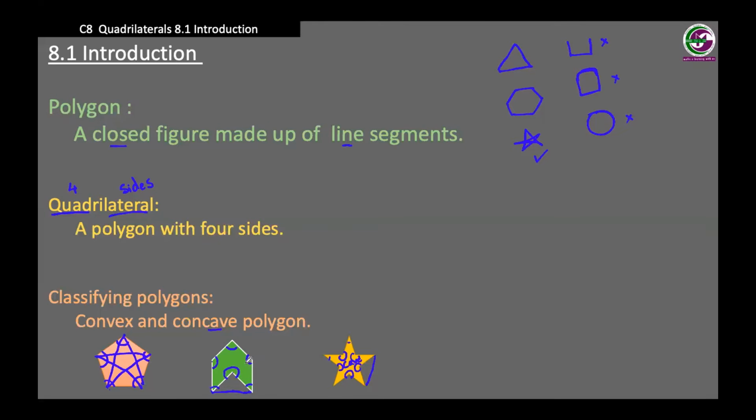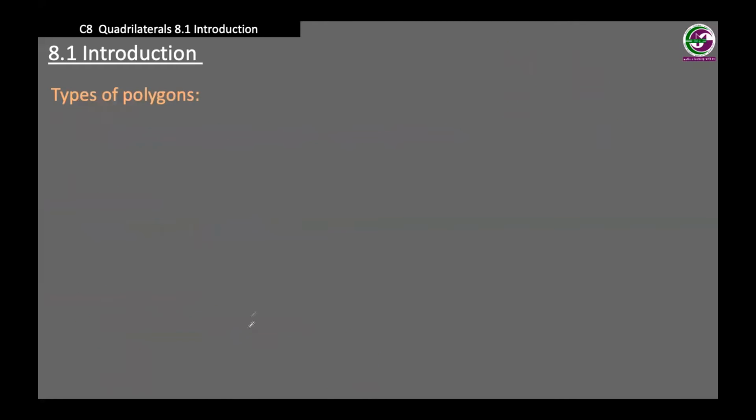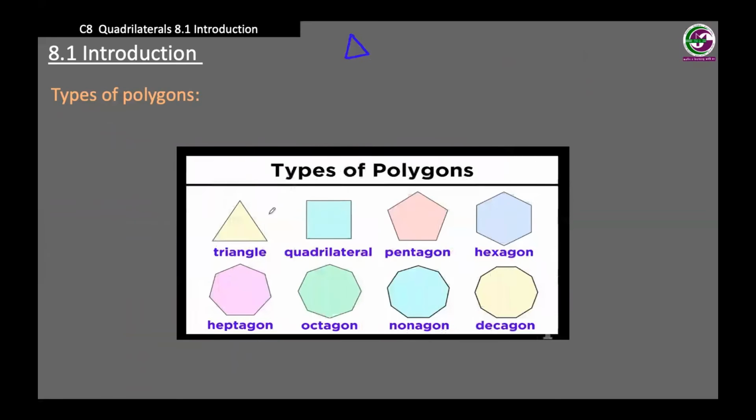Let's move on to the types of polygons. You know, a polygon can't be made up of two sides because it will never be closed. So the minimum number of sides to form a polygon is 3. Starting with a triangle, which has 3 sides, this is the first polygon, the polygon with the least number of sides. If you have 4 sides, it is a quadrilateral.